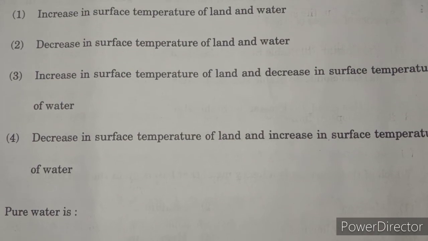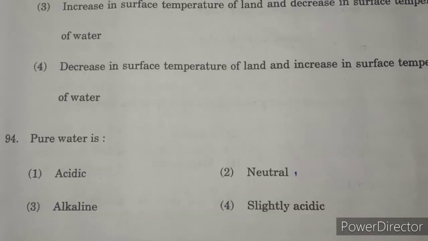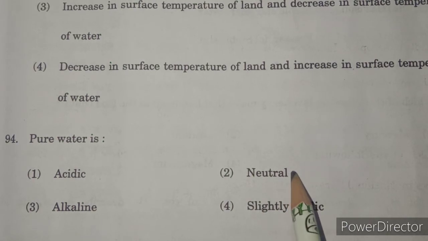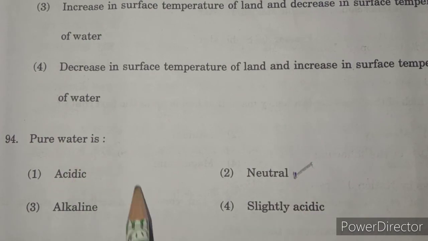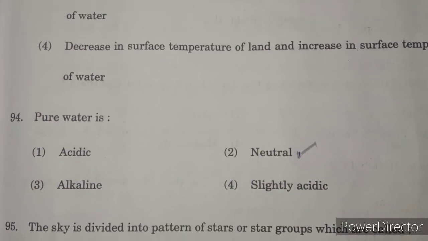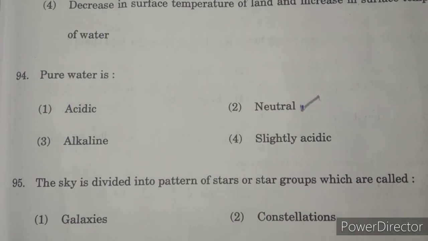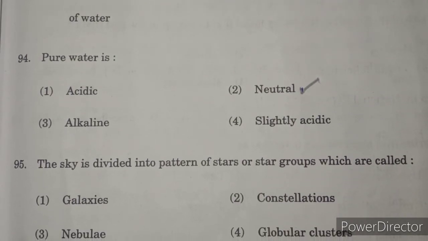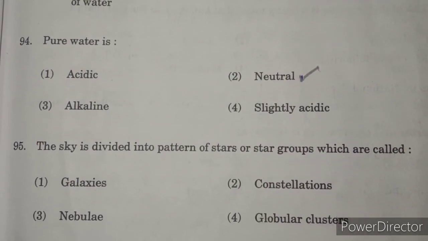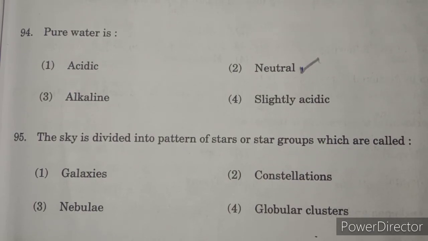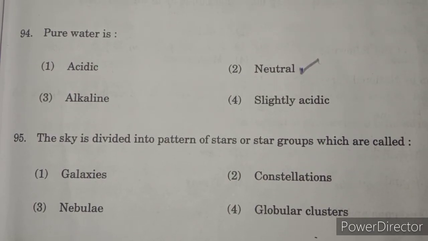Next question, pure water is? Answer is second, neutral. Pure water is neutral. The sky is divided into patterns of stars or star groups which are called, name is constellations.